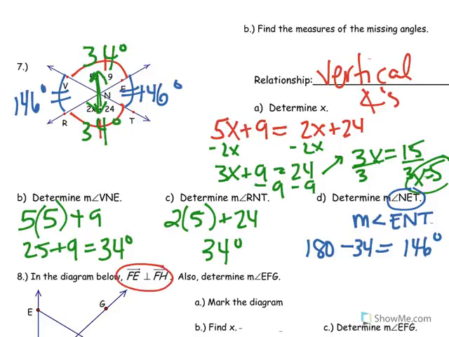Remember in number 8 that this little symbol right there means perpendicular, which means that those two lines are intersecting at 90 degrees. So that's a little hint to maybe help you in number 8 also, since it's already on my screen.